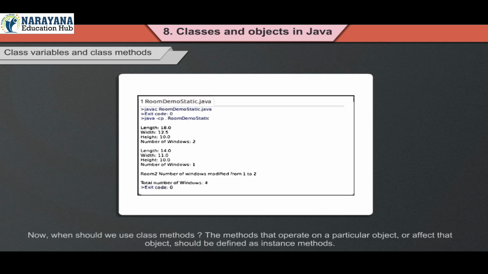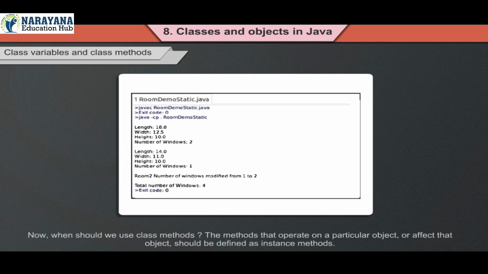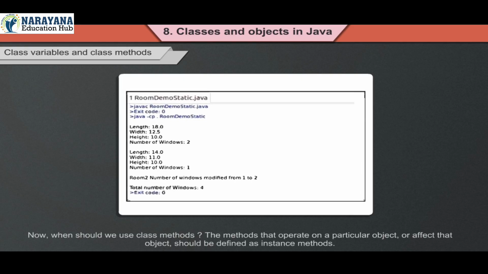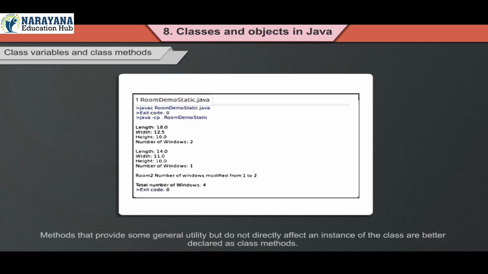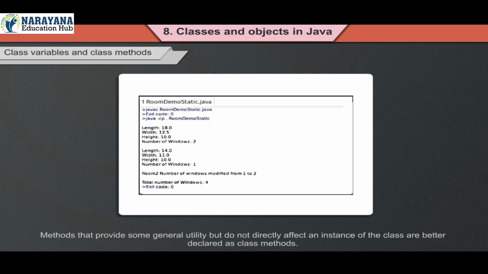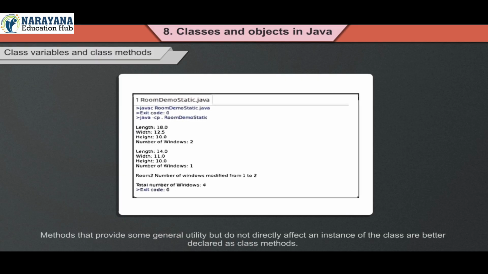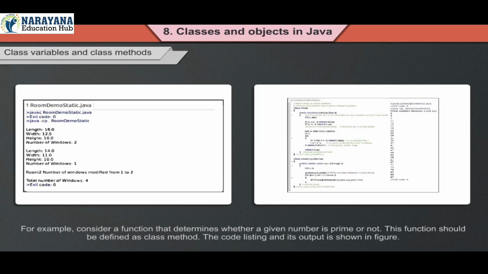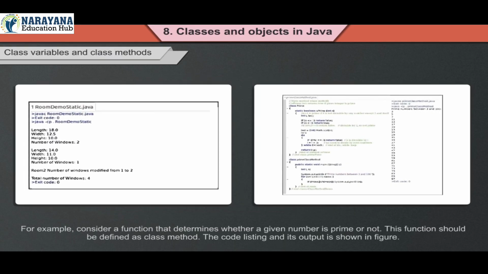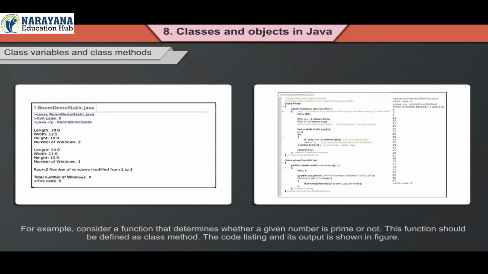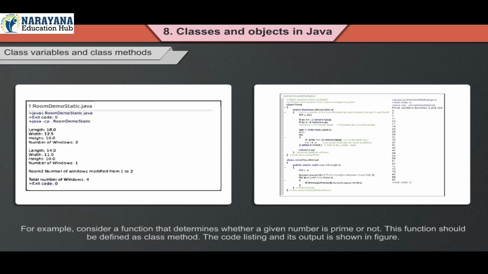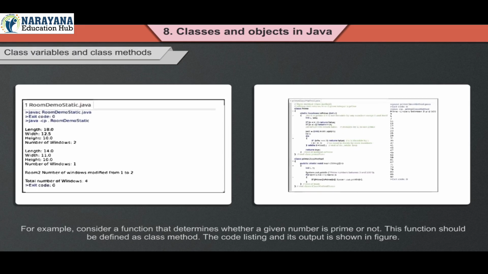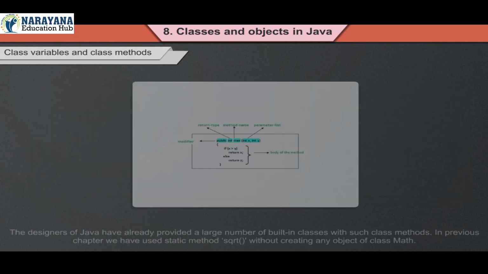Now, when should we use class methods? The methods that operate on a particular object or affect that object should be defined as instance methods. Methods that provide some general utility but do not directly affect an instance of the class are better declared as class methods. For example, consider a function that determines whether a given number is prime or not. This function should be defined as a class method. The code listing and its output is shown in this figure.